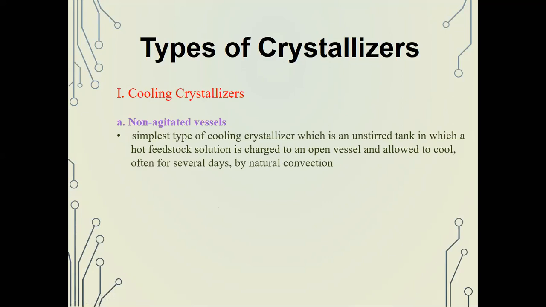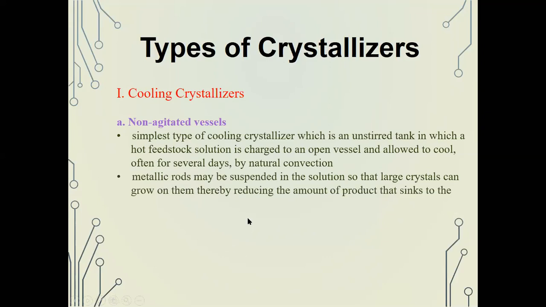So a cooling crystallizer, can you imagine that, without any form of stirrer or agitation? It's just left to stand for several days, and then by the process of natural convection, it lowers its temperature and forms crystals. Now, metallic rods, in this case, since there are no stirrers, may be suspended in this solution so that large crystals can grow on them, thereby reducing the amount of product that sinks to the bottom of the unit. So suspended rods, but not stirrers. So there's no moving part in the case of these non-agitated vessels.